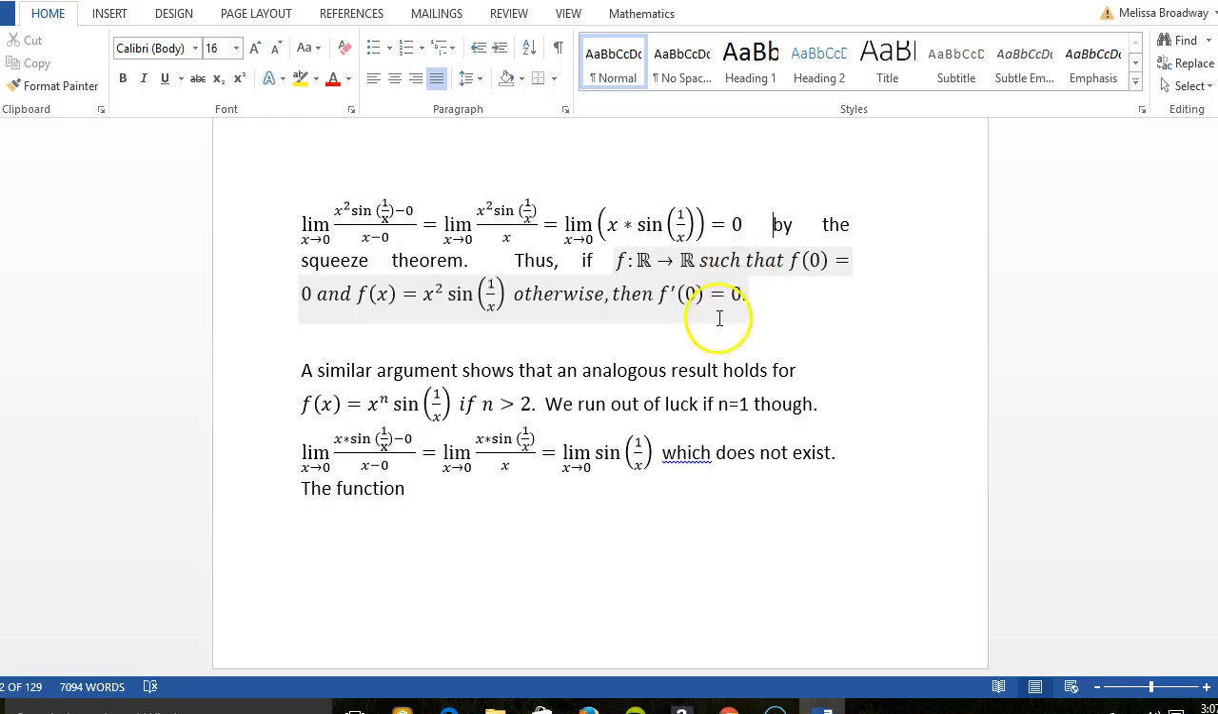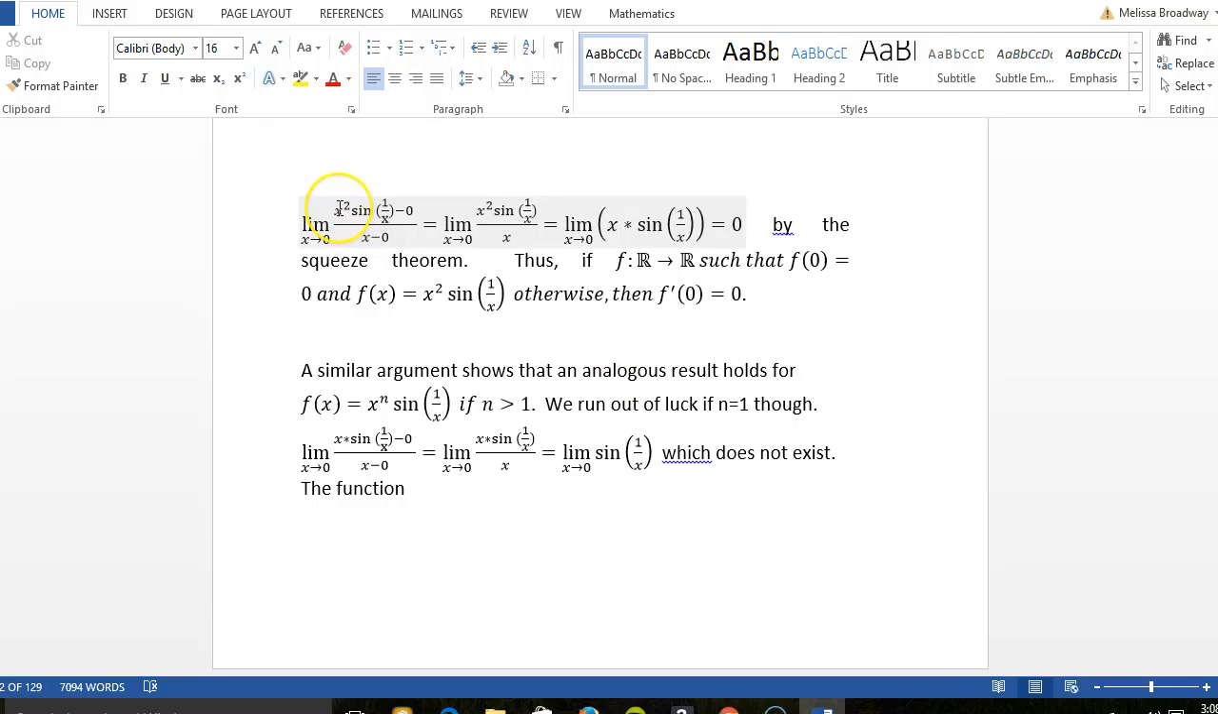You know what? A similar argument shows that an analogous result holds for f of x equals x to the n sine 1 over x if n is greater than or equal to 2. Now, we run out of luck if n equals 1, though. In fact, it's a little sticky if n is between 1 and 2. I'm not going to go there. You know what? If n is greater than 1, we should be good. I can strengthen this. N greater than 1.